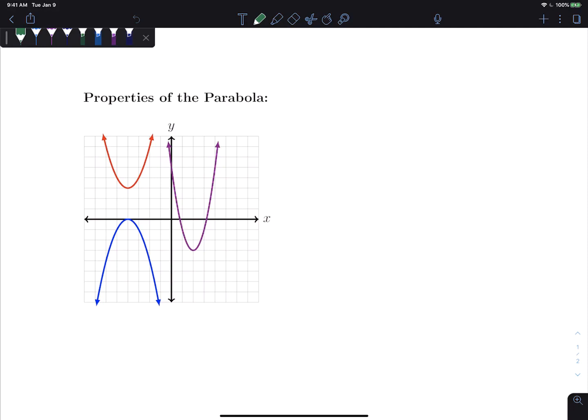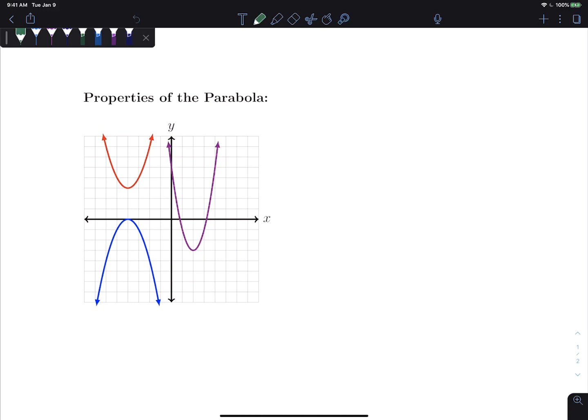Hello. In this video, we're going to go ahead and look at some properties of the parabola. Now, in this section, we're going to be looking at how we graph quadratic functions. So the graph of a quadratic function is just a parabola, and you've got three of them graphed here for you already.